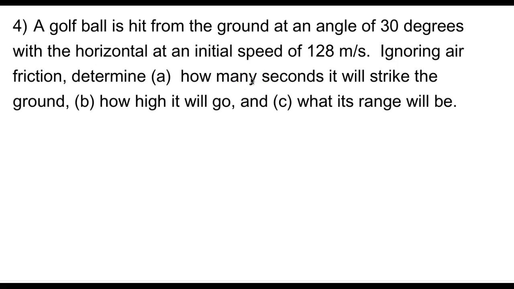Alright, this is number 4 in our projectiles launched at an angle practice. It says a golf ball is hit from the ground at an angle of 30 degrees with a horizontal, and it has an initial speed of 128 meters per second. Ignore the air resistance and determine how long it's going to be in the air, how high it will go, and what its range will be.